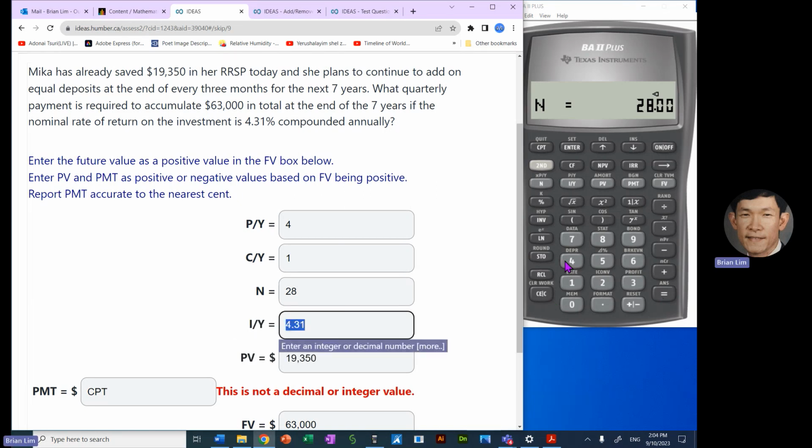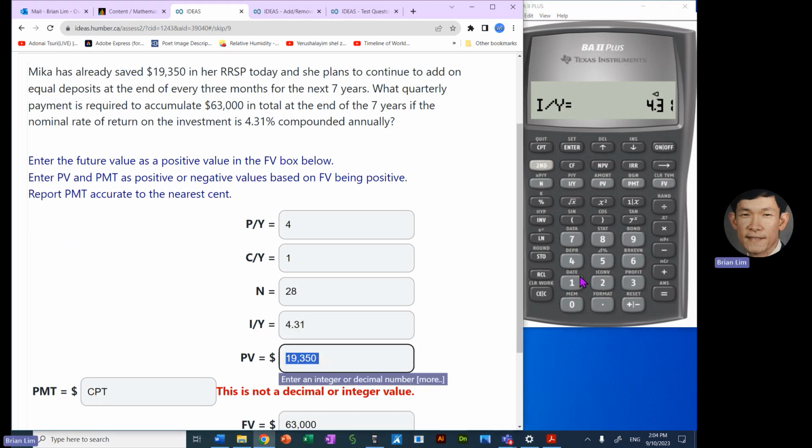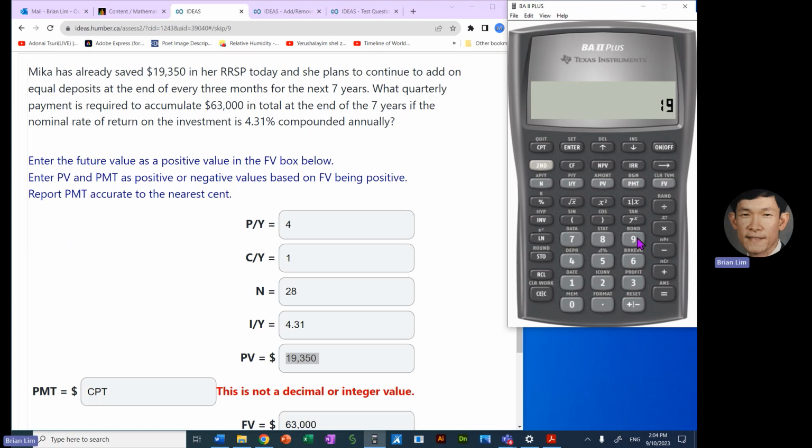The interest rate is 4.31, so we enter 4.31 as the interest rate. The present value is $19,350.